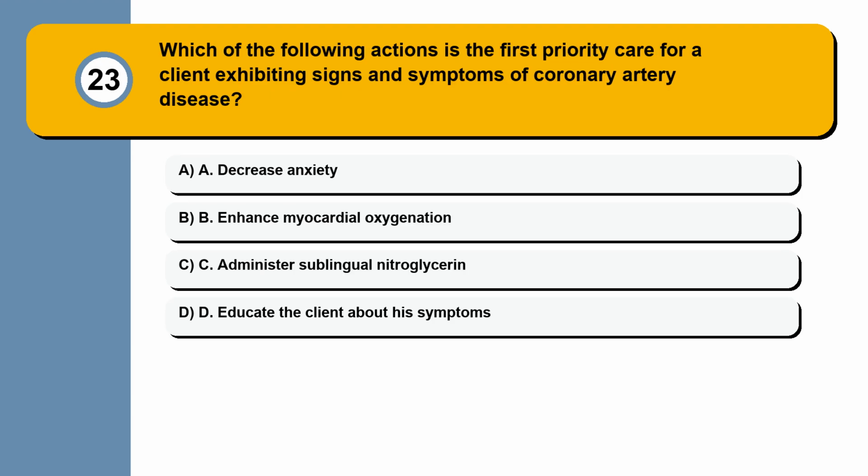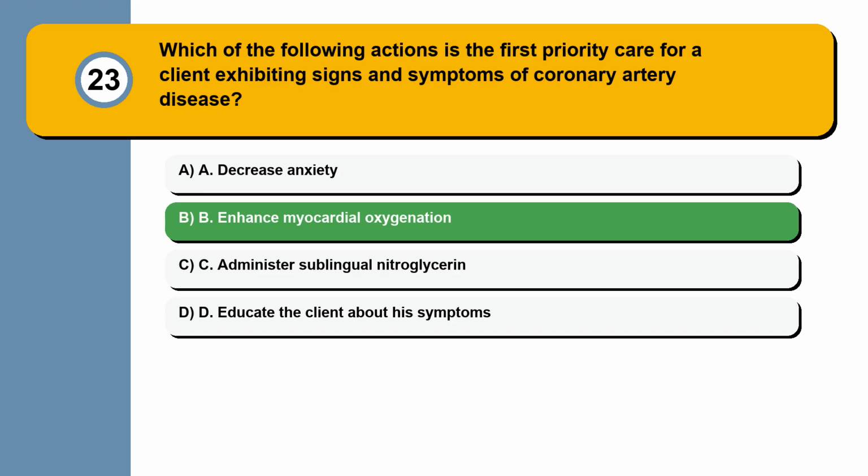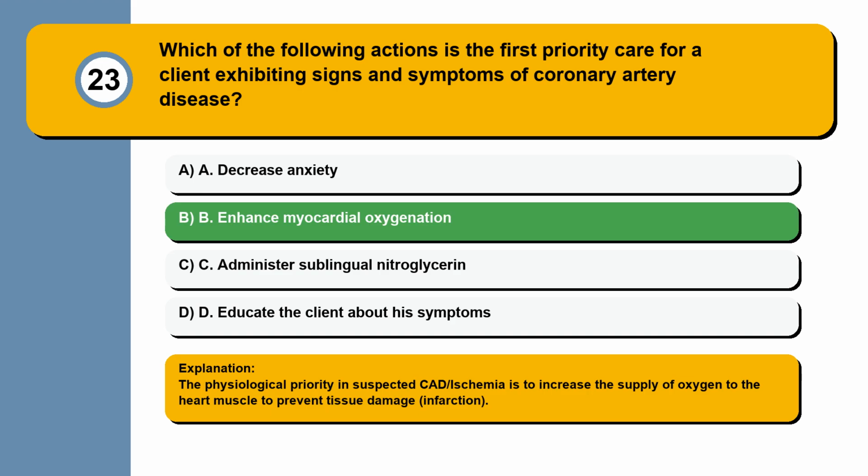Question 23. Which of the following actions is the first priority care for a client exhibiting signs and symptoms of coronary artery disease? A. Decrease anxiety. B. Enhance myocardial oxygenation. C. Administer sublingual nitroglycerin. D. Educate the client about his symptoms. The physiological priority in suspected CAD/ischemia is to increase the supply of oxygen to the heart muscle to prevent tissue damage, infarction.